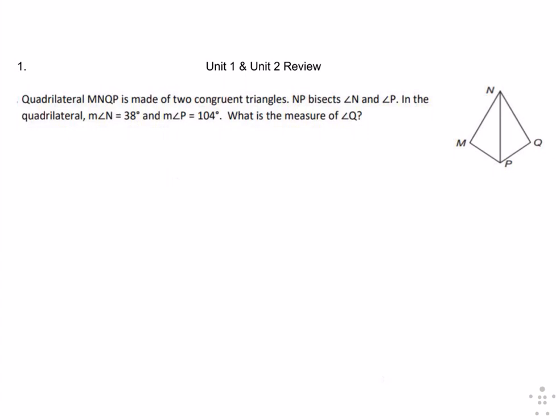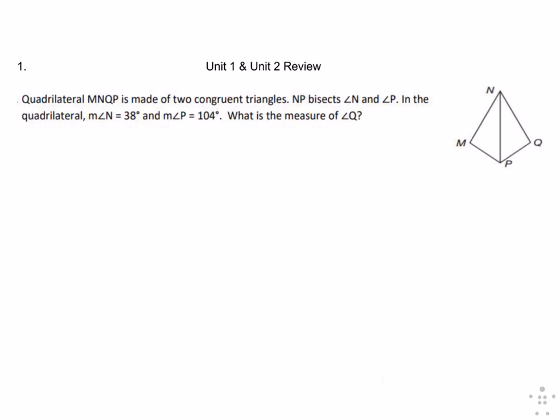Number 1 says quadrilateral MNQP is made of two congruent triangles. NP bisects angle N and angle P. In the quadrilateral, the measure of angle N is 38 degrees and the measure of angle P is 140 degrees. What is the measure of angle Q?